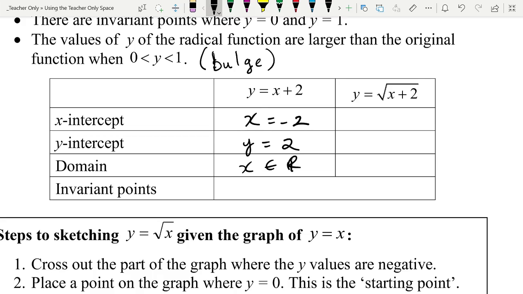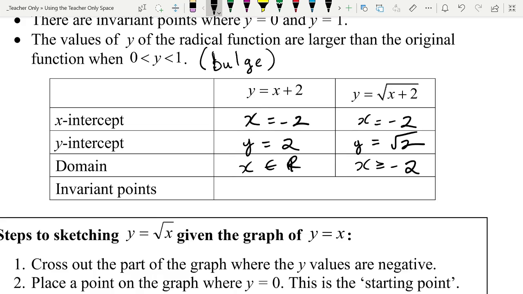Now let's look at the square root. Notice the x-intercept doesn't change. How come? Because the x-intercept happens when y is 0, and the square root of 0 is still 0. But the y-intercept becomes square root of 2. And the domain shifts to x has to be greater than or equal to -2. Notice the x-intercept becomes the place where the domain starts, which makes sense because you can't square root negatives.